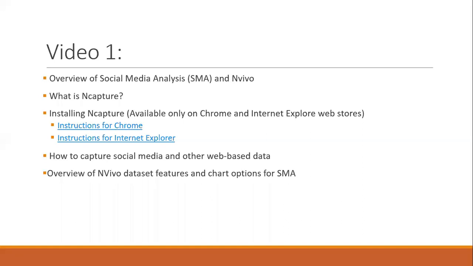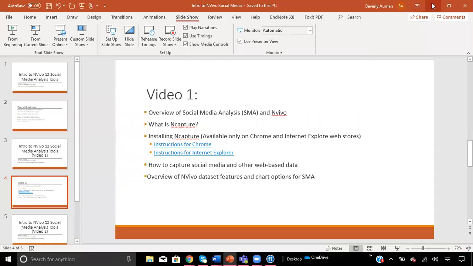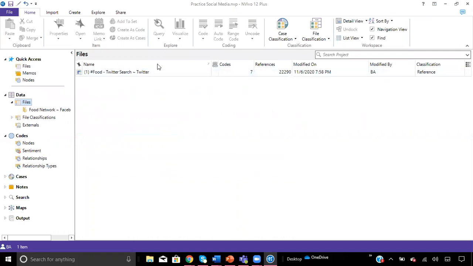Okay, now that we've learned how to pull data from different social media websites, let's move on to actually importing that data into NVivo. So we can pull up NVivo, and each time you download a file with InCapture, it's going to create an NVC file, or if you're on a Mac, it's an NVCX file containing the data.